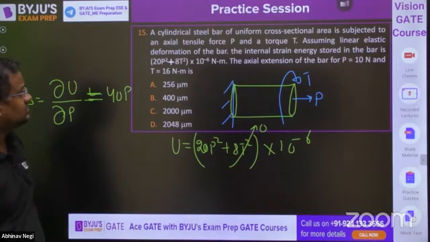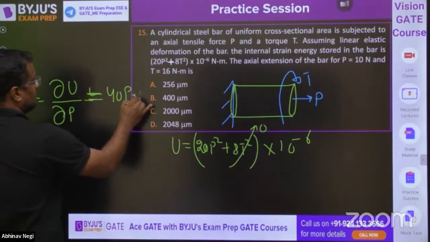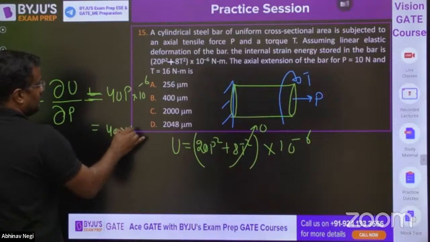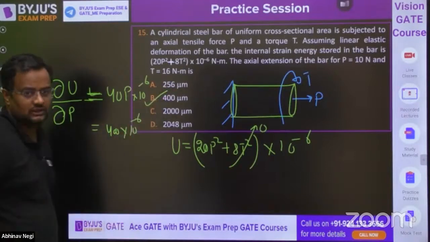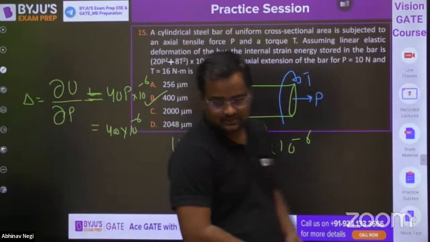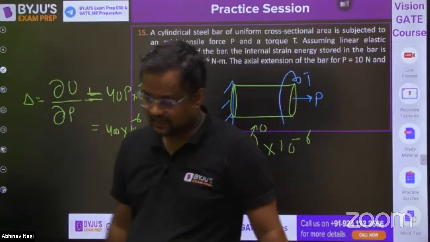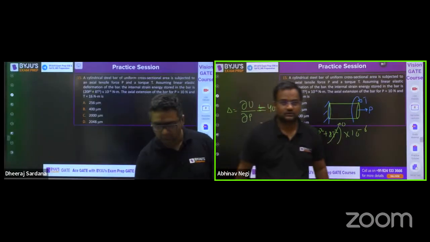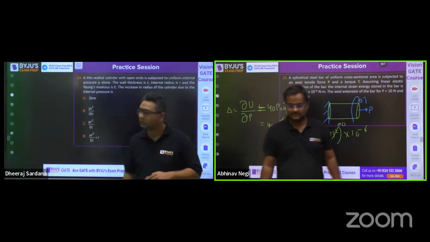The axial extension of the bar for P, 40, the 10 to the power minus 6 is also there. So 40 into 10 into 10 to the power minus 6, and 10 to the power minus 6 is micrometer only. Have you understood, everyone? Okay. So guys, thank you.